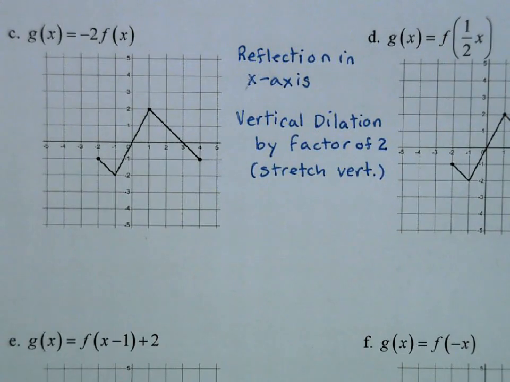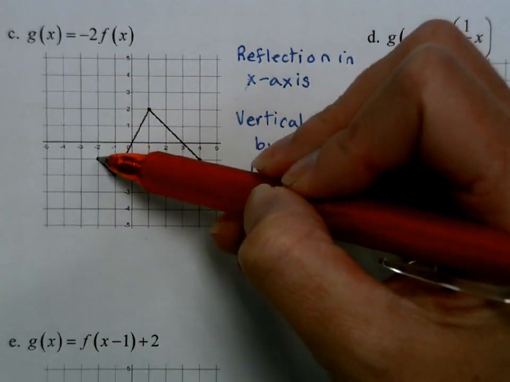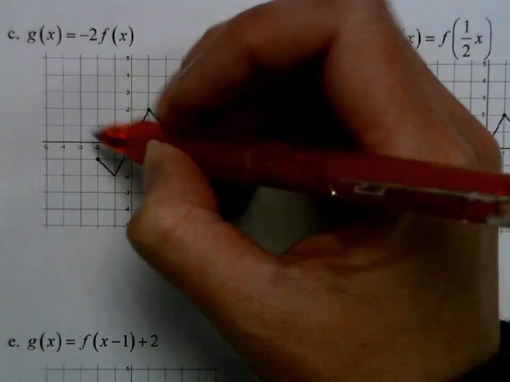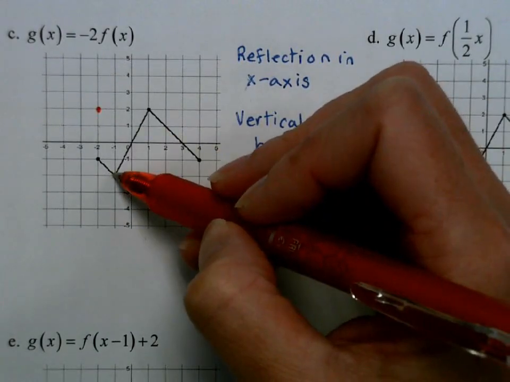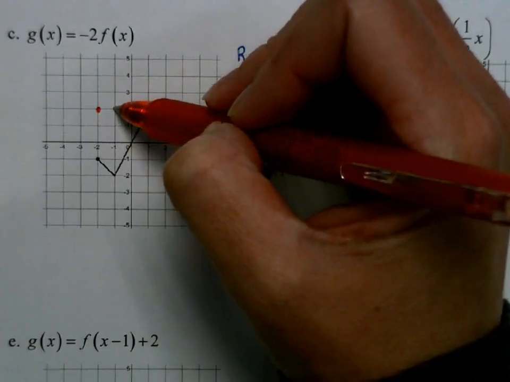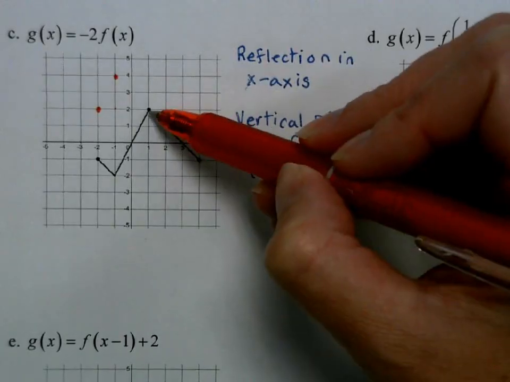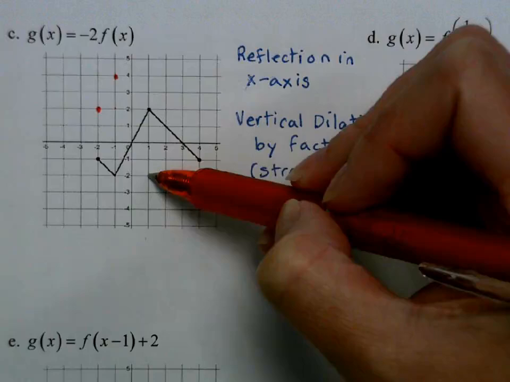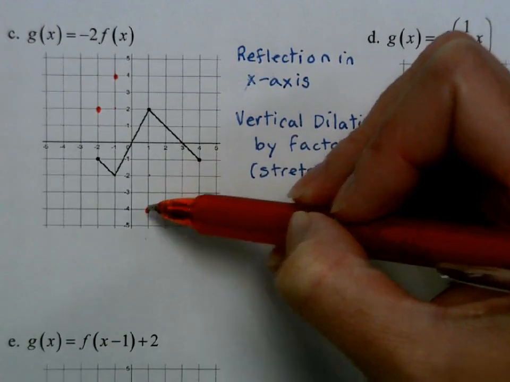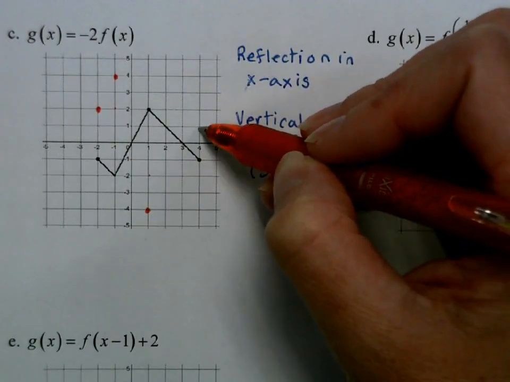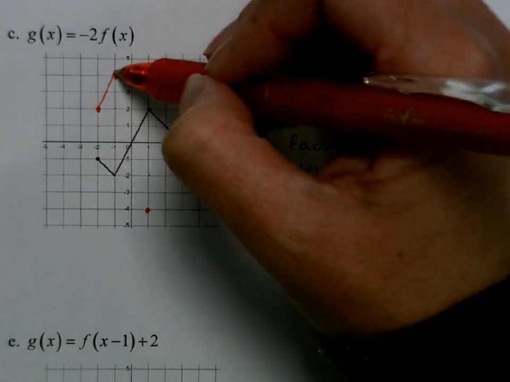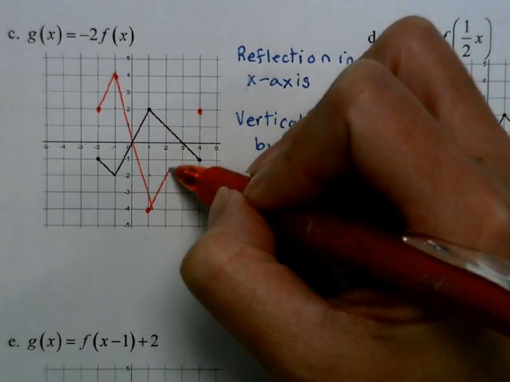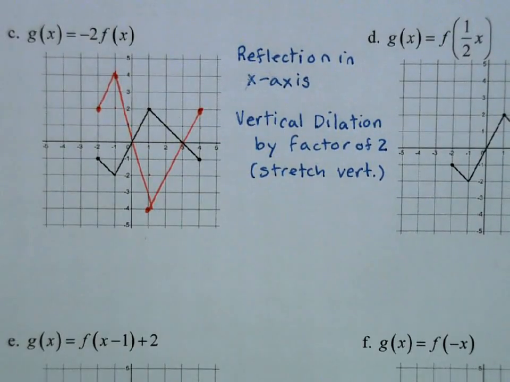So here, instead of being at -1, I'm going to go to +1 and then double it to 2. Here, this is going to go from -2 to +2 and then doubled to 4. Here, this is going to go from a +2 to a -2 and then doubled. Here, this is going to go from a -1 to a +1 and then double it. Okay, so it's reflected and then stretched, or you can stretch it and then reflect it. Both will result in the same graph.